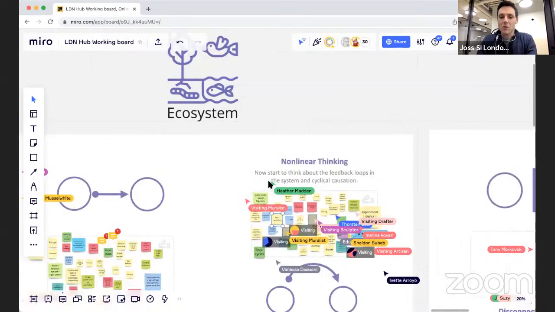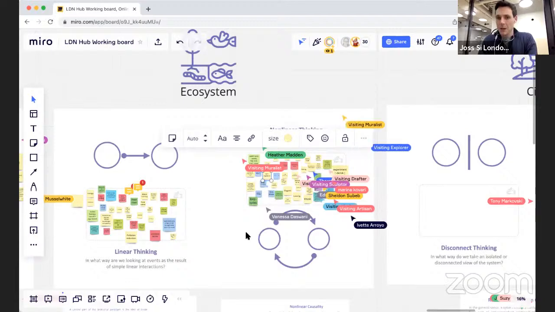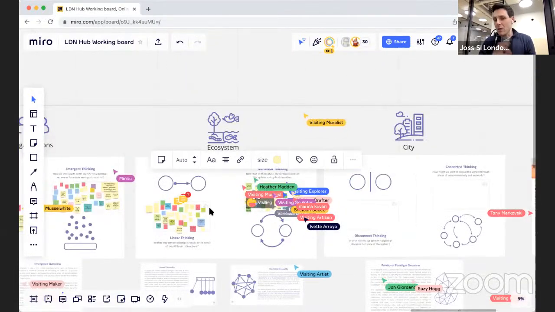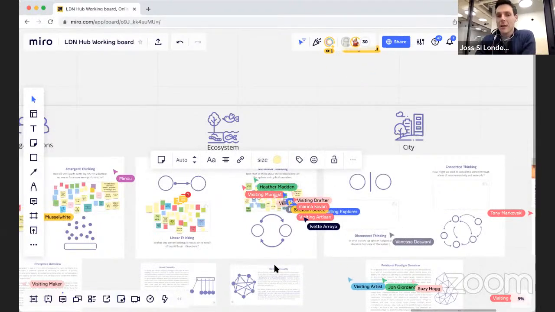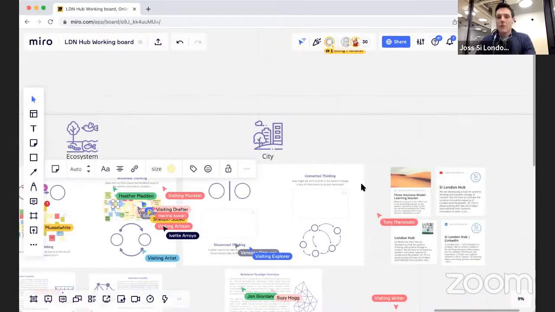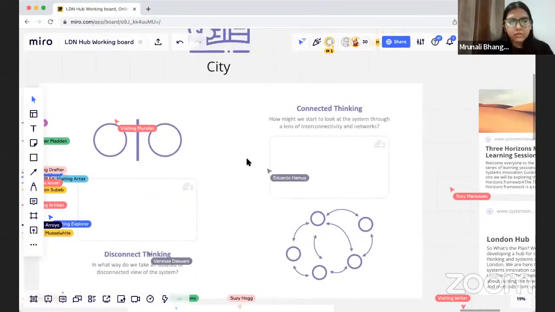Okay, so that's thinking about linear versus non-linear views of the world. Hopefully that's helped to illustrate one dimension to systems thinking, this feedback view of the world. Okay, so finally, we just have 10 minutes left, so we're going to go through this quite quickly.